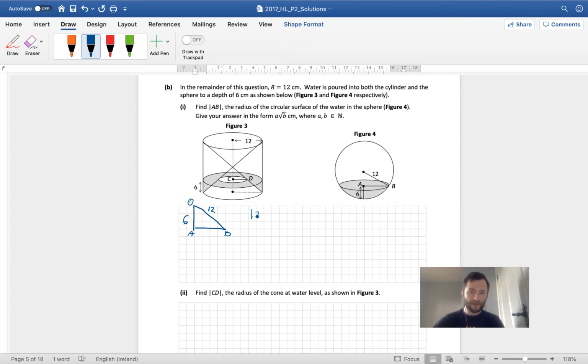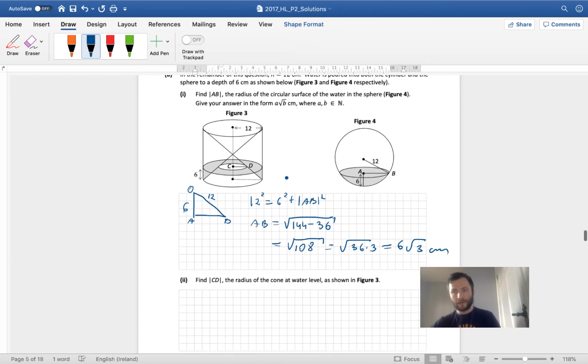So I can get that 12 squared equals 6 squared plus the length of AB squared. By transposing, I'll get that AB is equal to the square root of 144 minus 36, which equals the square root of 108, which is equal to the root of 36 times 3, and now we can get that this is equal to 6 root 3 centimeters, and that's given in the form that the question requires us to give.